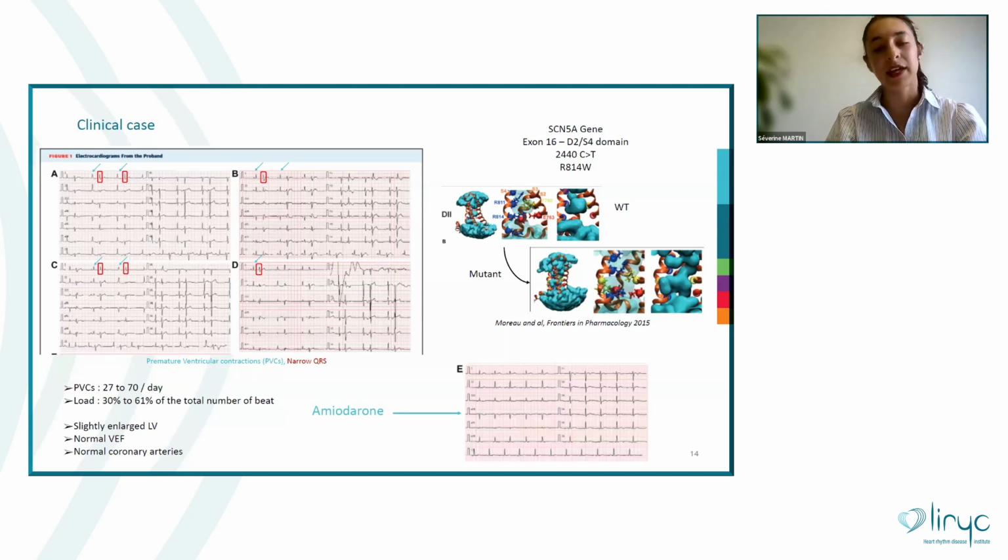So at the end, the patient received amiodarone. It's a class 1, 2, 3, and 4 antiarrhythmic. So it can inhibit the sodium, the calcium, and the potassium currents, plus it's a beta blocker. And at the end, on the ECG, no PVCs were recorded. And the frequency also decreased during the Holter recording.